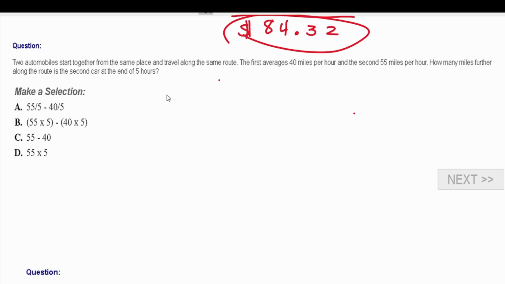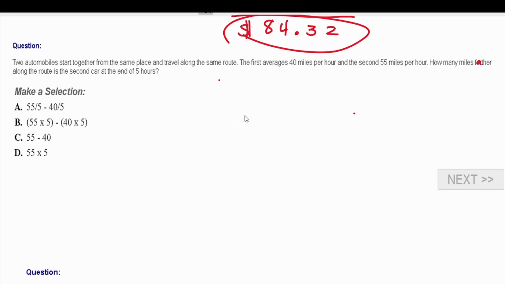All right, this next question says, 2 automobiles start together from the same place and travel along the same route. The first averages 40 miles per hour and the second 55 miles per hour. How many miles further along the route is the second car at the end of 5 hours? That should be farther, not further. So I'll just fix that grammar real quick.